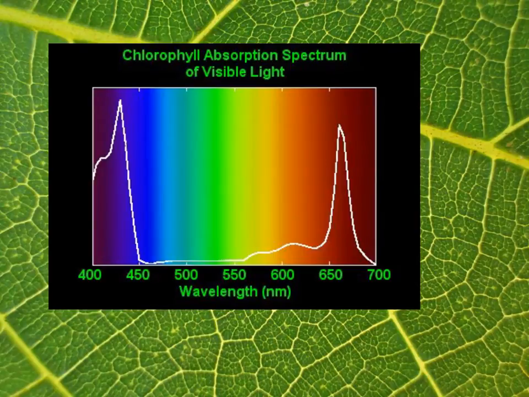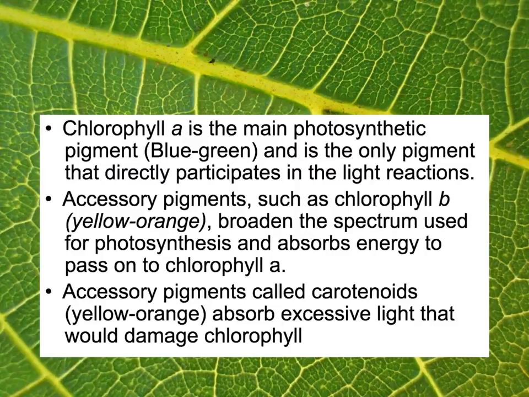Just another diagram here, the visible light spectrum, along with where the absorption peaks are for chlorophyll. I do want you to look at this versus the last slide and try to figure out whether we're talking about chlorophyll A or B. A is the main pigment of chlorophyll. It has more of a blue-green color, and it's the only one of the pigments that actually directly reacts with the light to do the light reaction.